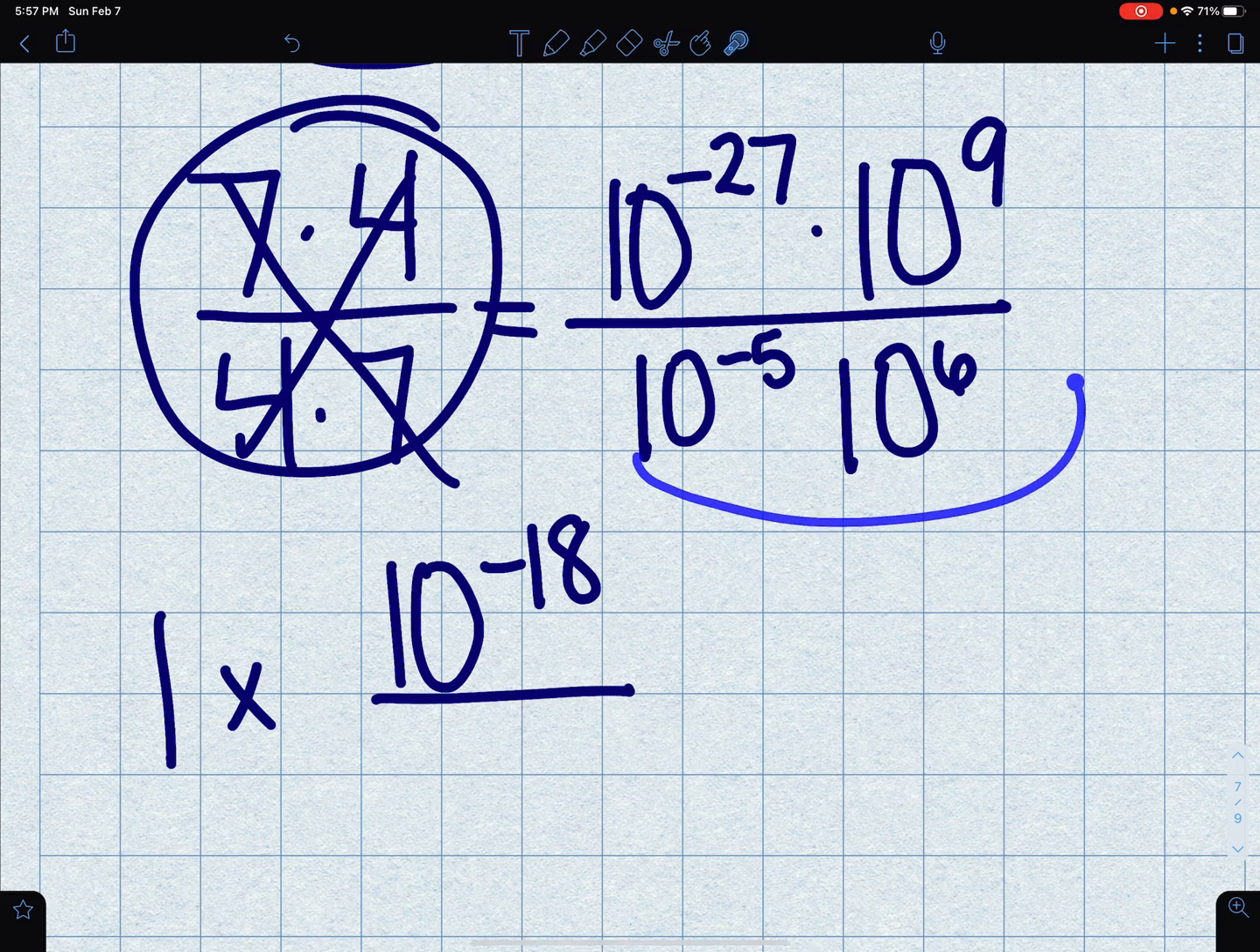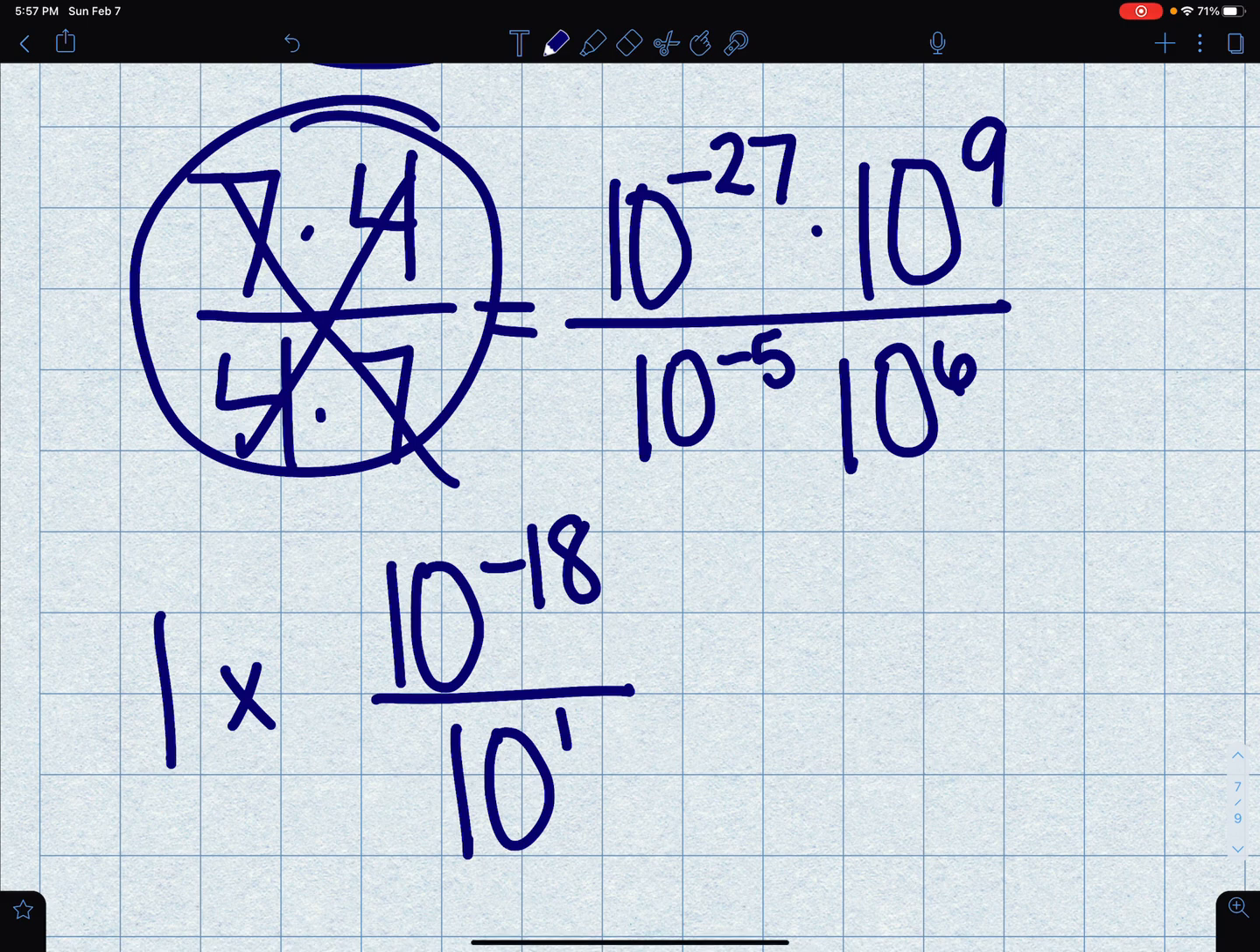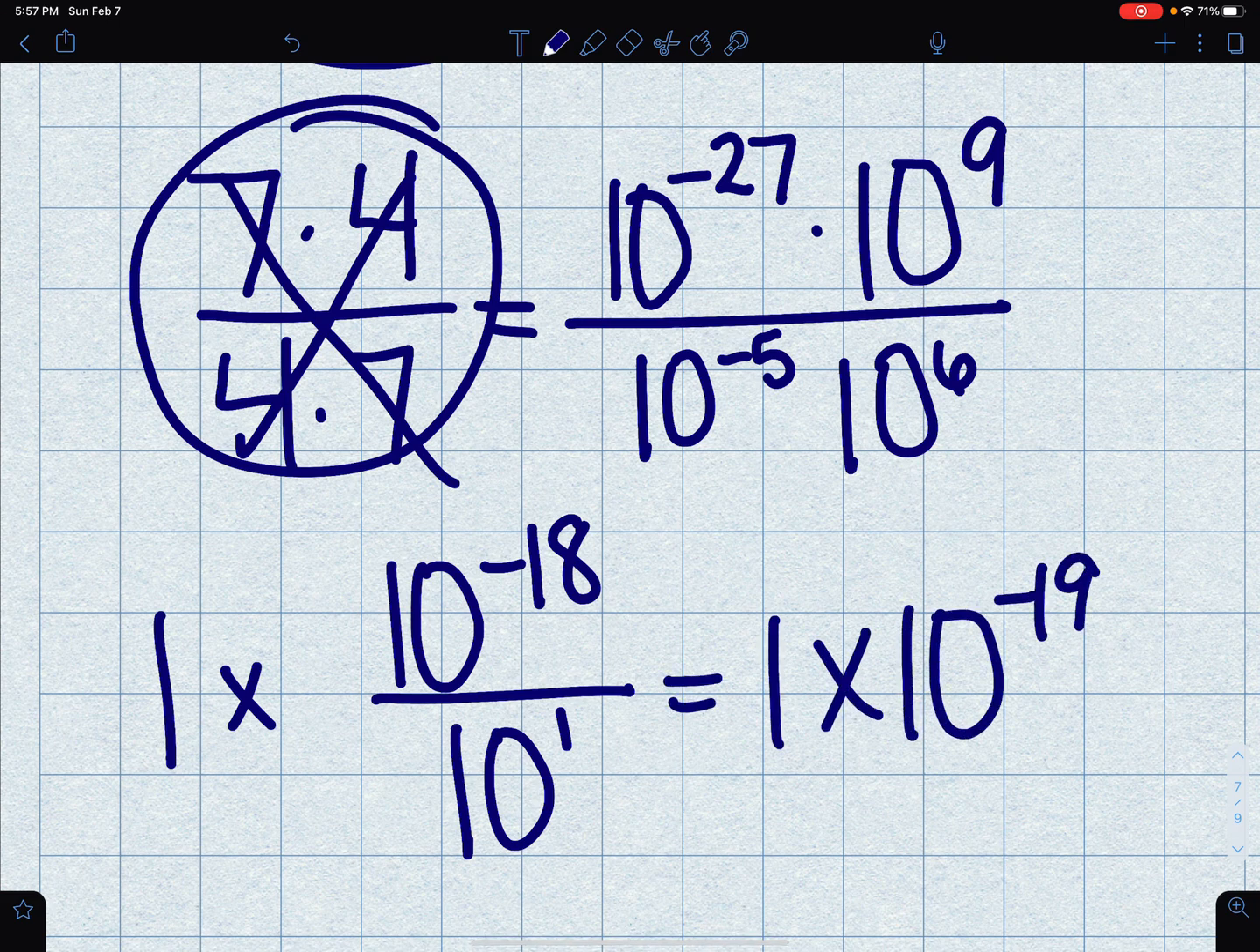What about the bottom? This 10 to the minus 5th and 10 to the 6th, when we multiply, we are adding the exponents. So 6 plus negative 5 is going to be just 10 to the 1. So divided by 10 to the 1, which is just a 10. All right, so 10 to the negative 18 over 10, when we divide, we are subtracting. Negative 18 minus 1. So this all turns into 1 times 10 to the minus 19. Bam, easy peasy, and that is simplified.